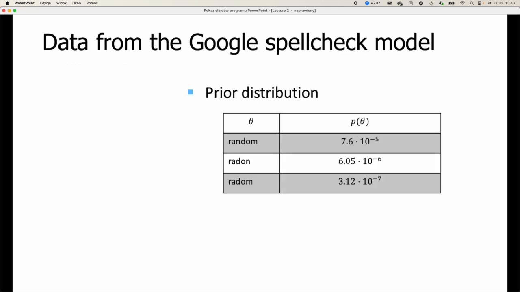And they used the Google spell check model, and they found the first surprise, that in the English spell check model, the word radom was not that impossible. Okay, it was less used than random, but only about 200 times less used. So that's not an impossible word, right? Still, in English it was less popular than radon, which is the word for the element.